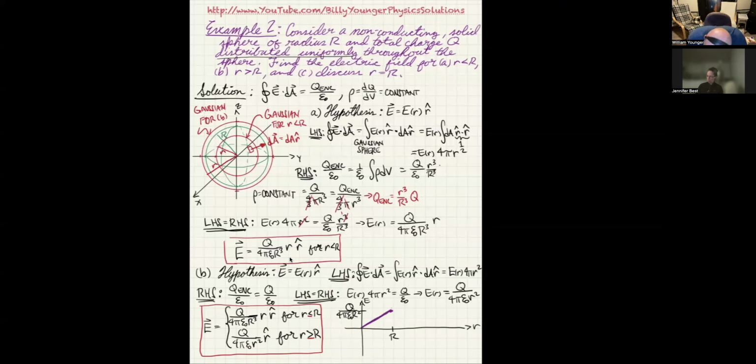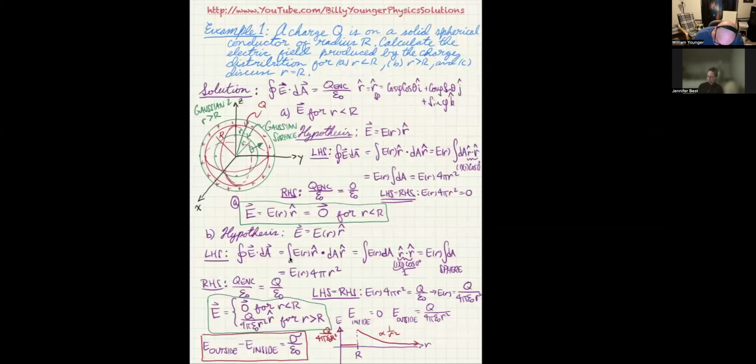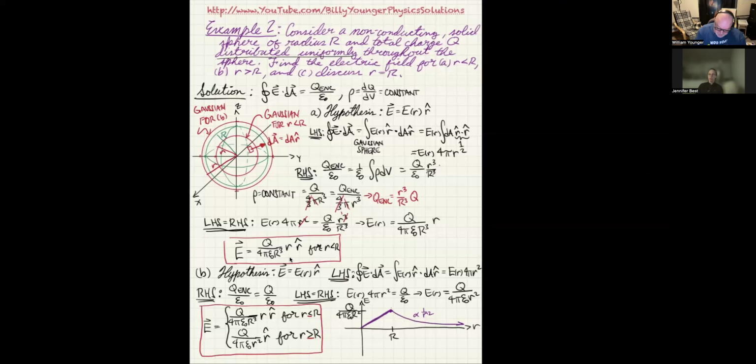And then for r greater than R, it falls off like 1 over r squared, so it's identical to the last one for that area. I did write squared on that one. Yeah, I did. So that's how the electric field behaves for this non-conducting sphere.